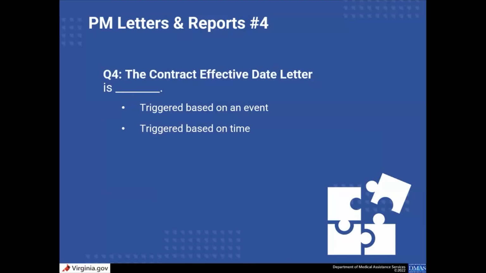So our fourth question, the contract effective date letter is triggered based on an event or triggered based on time? The correct answer is triggered based on an event. The letter generates when a change is made to the provider's effective date. So the next question, the expiring licenses report is triggered based on an event or triggered based on time? The correct answer is triggered based on time. The report generates monthly, and the generation is not linked to specific changes.